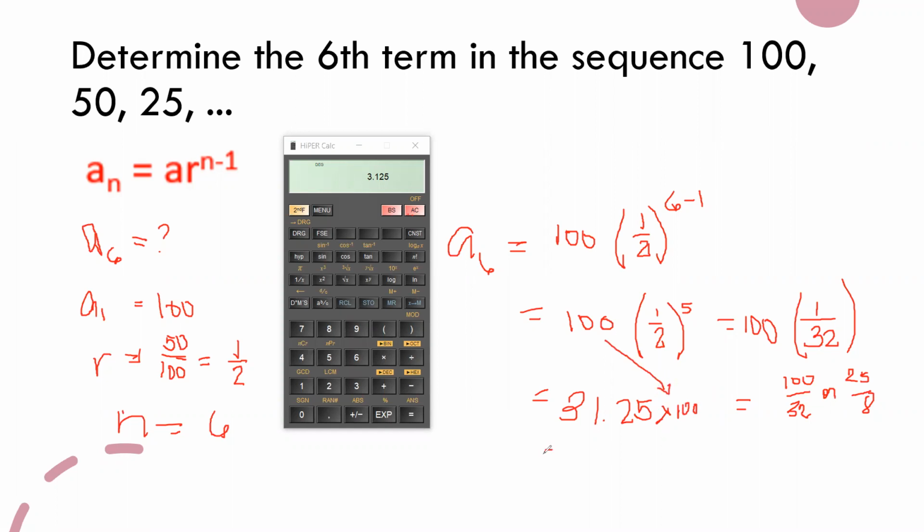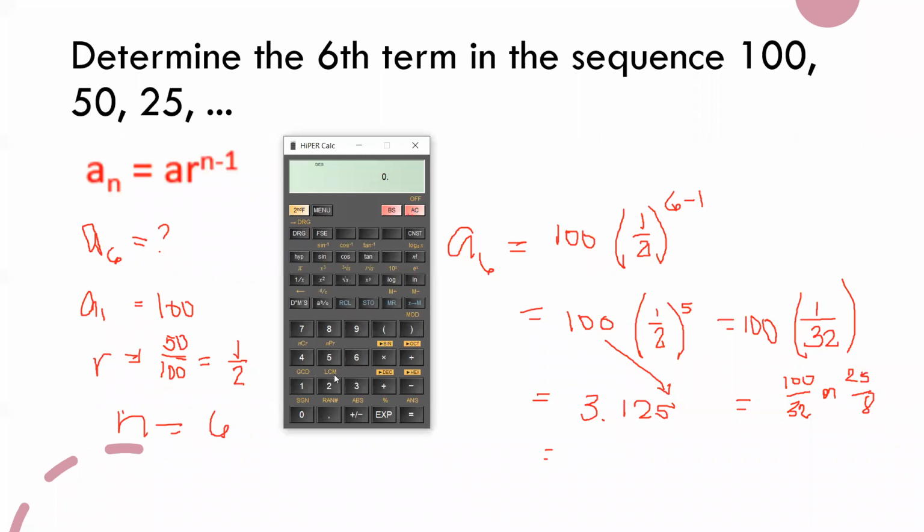So that's 31.125. Delete na lang natin. Eraser na lang natin. So the correct answer is 3.125. Check nga natin kung magkakapareho sila ng value.